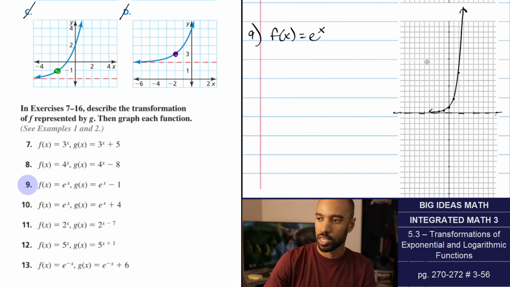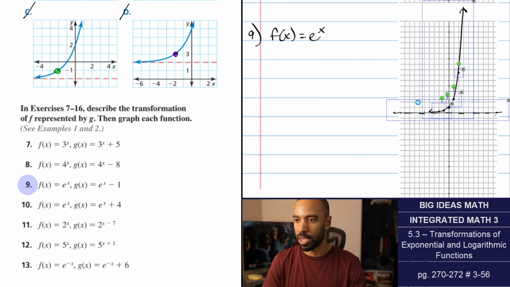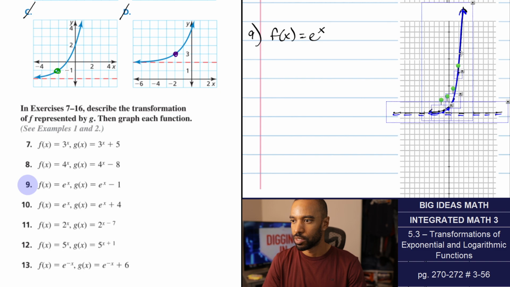Now, what I'm going to do with this one as well is copy and paste this thing because I'm going to do a translation of this, okay? We're going to take this graph and we're going to translate it somewhere.